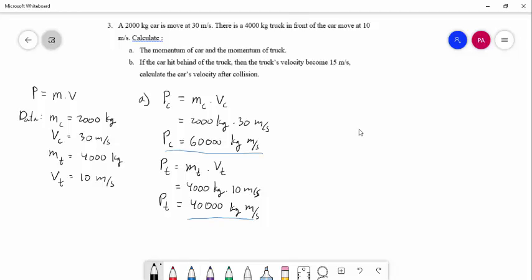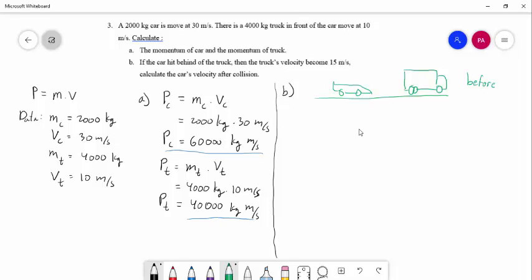And then for question B, if the car hits the back of the truck, then the truck velocity becomes 15 meters per second. Calculate the car's velocity after collision. So we can assume that the car and truck have the same direction. So this is the car and this is the truck. They have the same direction. This is before the collision.